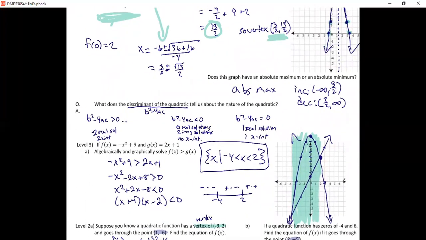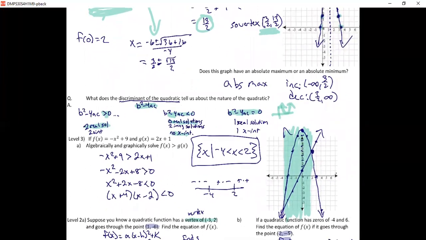I'm not sure if you remember the discriminant of a quadratic. The discriminant of a quadratic is b squared minus 4ac. If that's positive, you have 2 real solutions. If that's negative, you have no real solutions, which translates into no x-intercepts. And if it equals 0, you have 1 real solution, and that's because the vertex is on the x-axis.